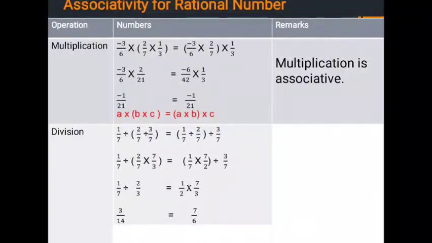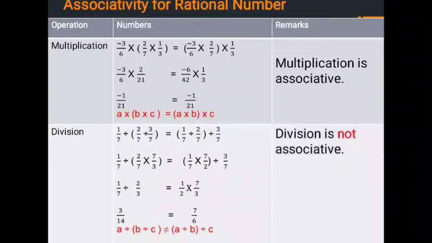Therefore, what you do first does matter. We can say a divided by (b divided by c) is not equal to (a divided by b) divided by c. Therefore, division is not associative.